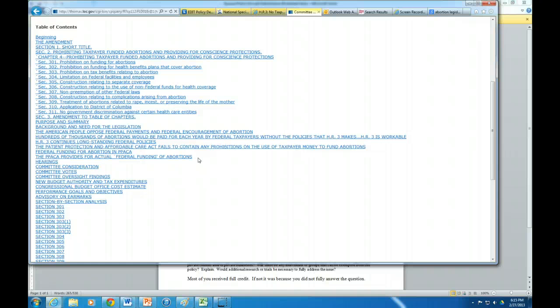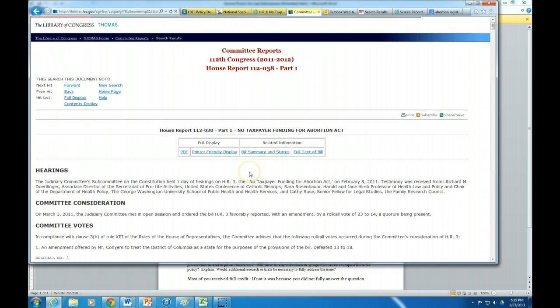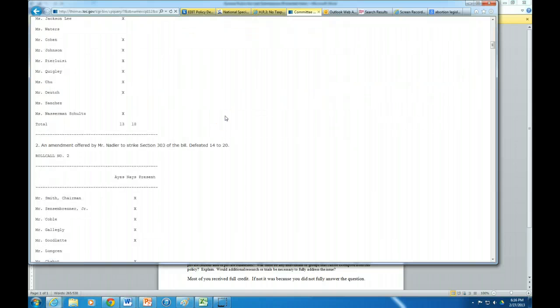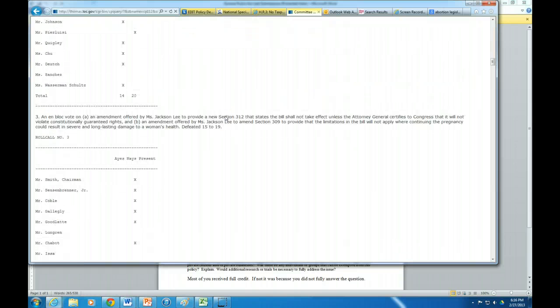Things I'm looking for are things like committee votes, hearings, so that's the sort of stuff I'm looking at. So I can click on here and say, okay, what sort of hearings were held? And it's going to talk about what sort of considerations were held. And that's important, and you're going to have to be able to talk about those.